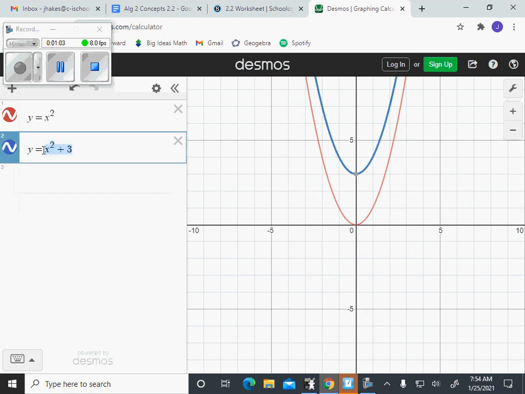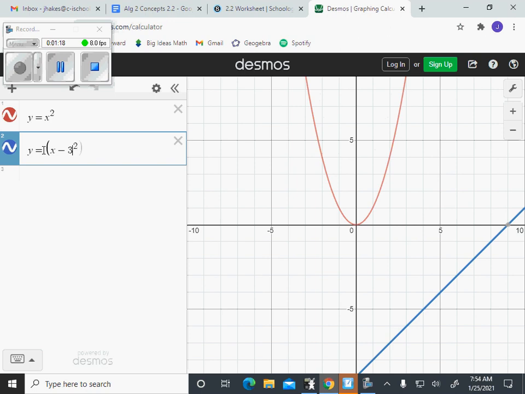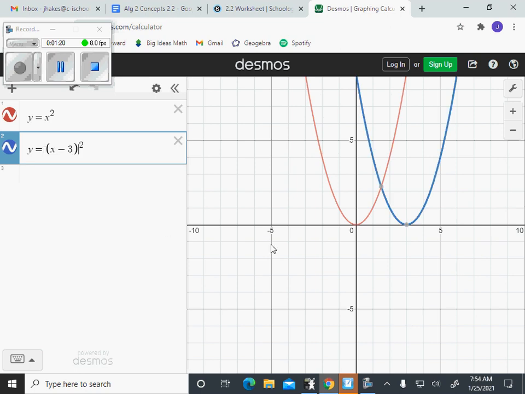A little more review. When we have parentheses, x minus 3, and we're going to square that, it goes to the right 3. Remember, when we have numbers in parentheses, we think opposite. So if we have minus 3 in the parentheses, we're going to go right 3.